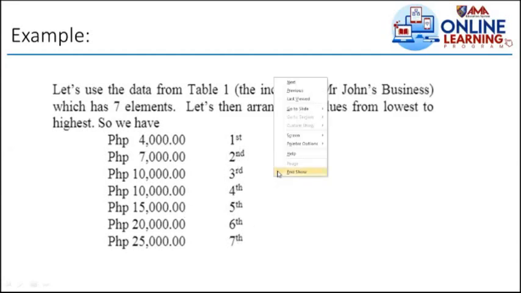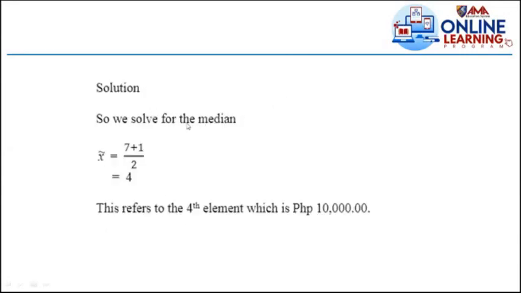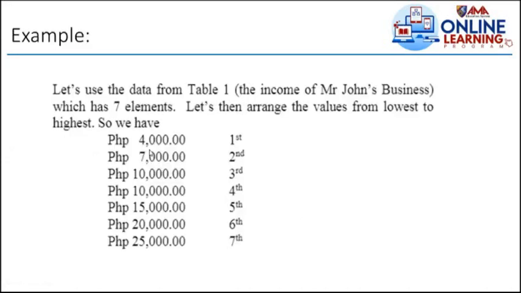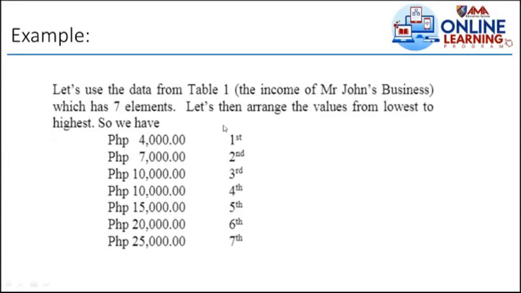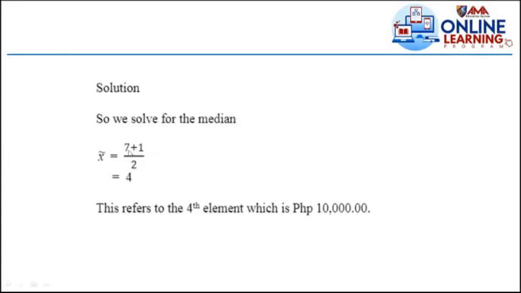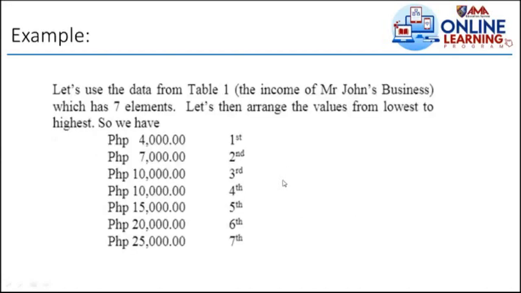There are 7 elements. So solution, we solve for the median. 7 plus 1, from our formula n plus 1, where n represents the number of elements. By this time, we have 7 elements. 7 plus 1 divided by 2 is equal to 4. So this refers to the fourth element, which is 10,000. So when we look at the median, 1, 2, 3, 4, then 1, 2, 3. So this is now the median.